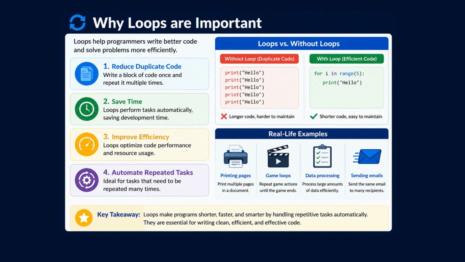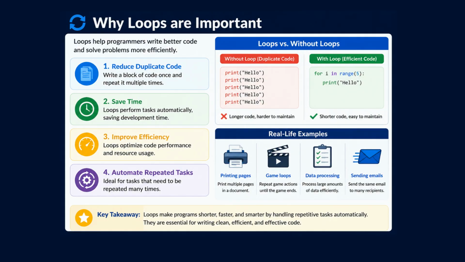The second advantage is saving time. Loops perform repetitive tasks automatically, which reduces development time for programmers. The third advantage is improved efficiency. Loops optimize code performance and reduce unnecessary repetition in programs. Another important benefit is automation. Loops are perfect for tasks that need to be repeated many times.